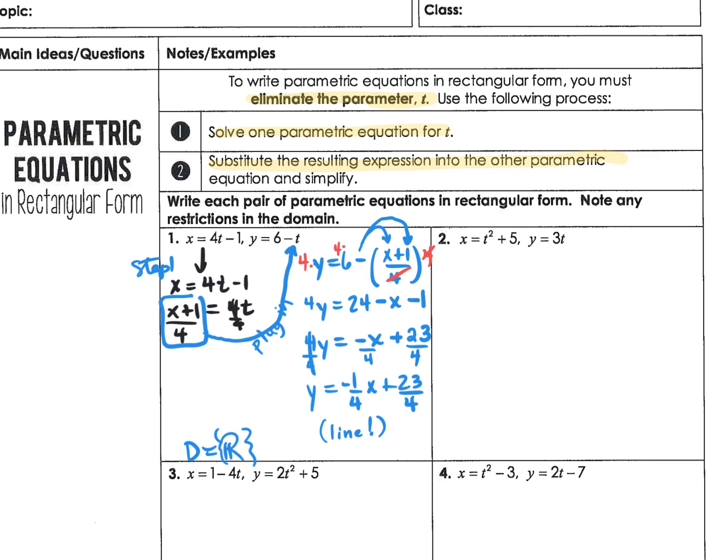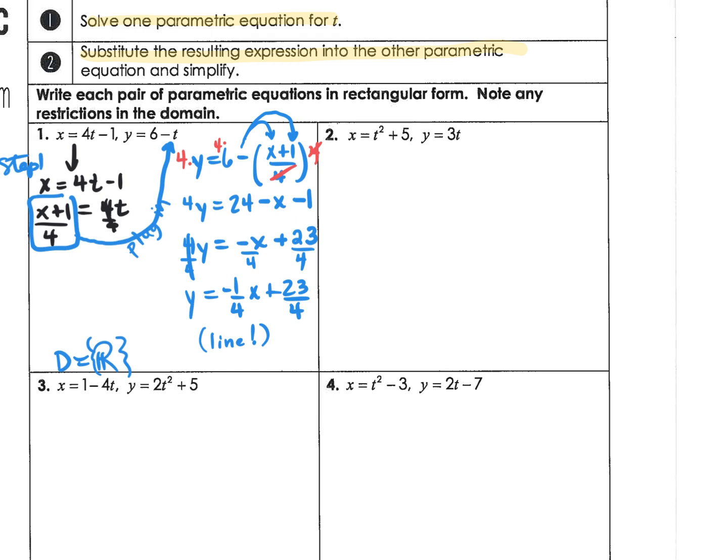Okay. So here we go. Let's try another one. Let's try a few more of these until we get it down. So which one do we prefer to solve for? Okay, so let's do x. We have x equals t squared plus 5. What's my first step? Subtract 5. So now we have x minus 5 equals t squared. So now what? Square root. So t equals the square root of x minus 5.